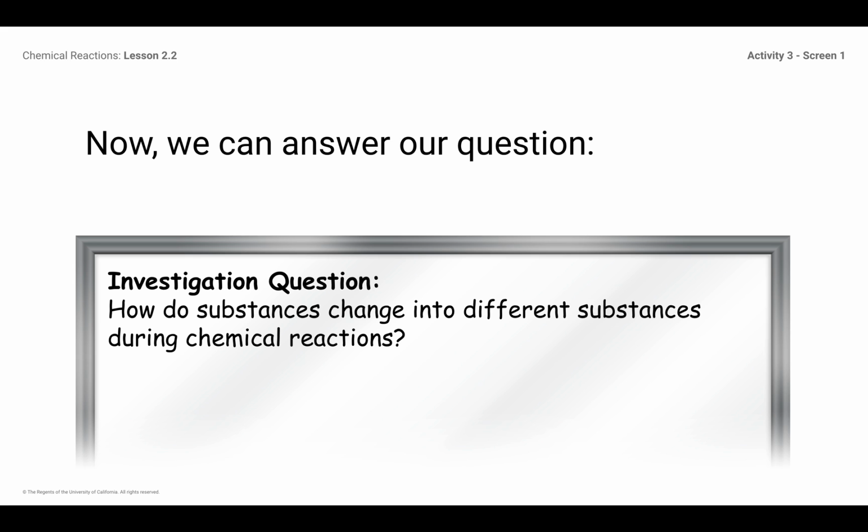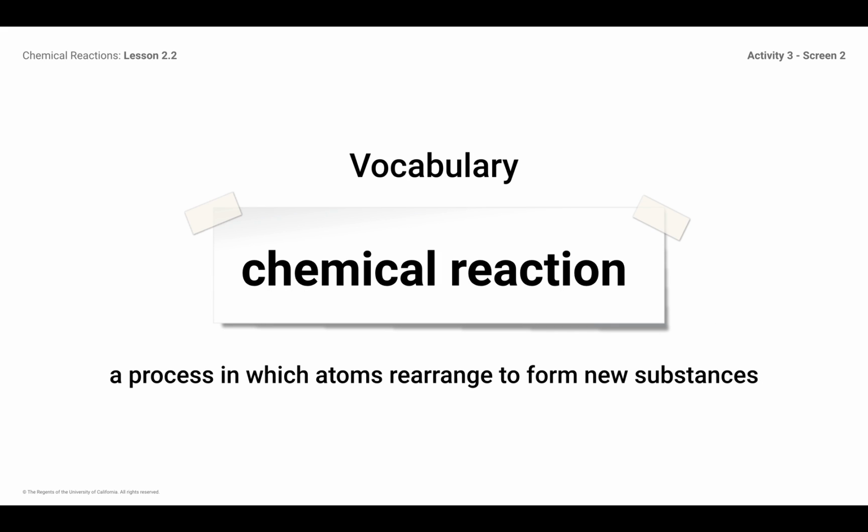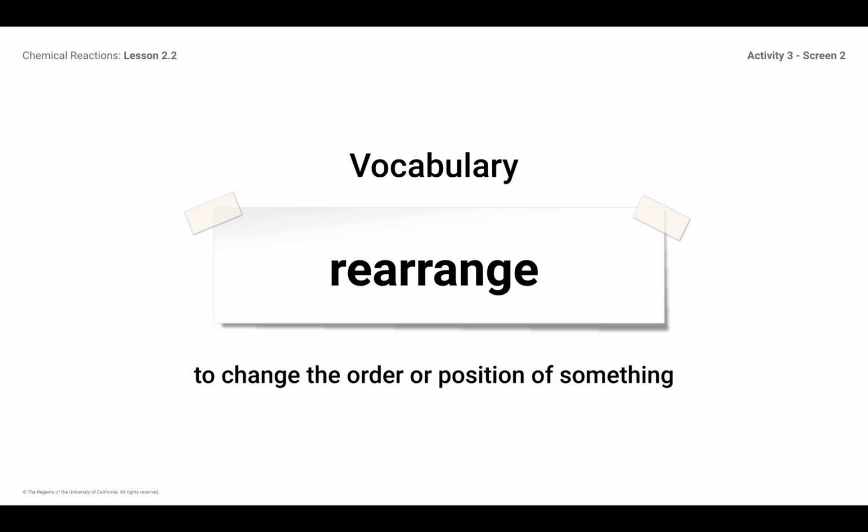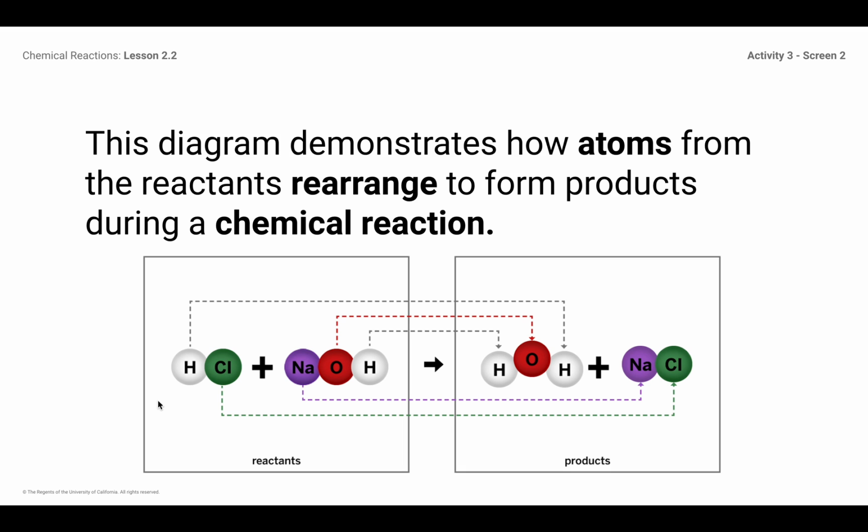Break apart and rearrange. Okay, vocabulary that we talked about today, chemical reaction. It's a process in which atoms rearrange to form a new substance. And then the vocab word rearrange, it means to change the order or position of something. But remember, we're also really stressing that no new atoms are coming in and no atoms leave at all. They're just rearranged. Okay, this is a good diagram to demonstrate how atoms from the reactants break apart and rearrange to form products during a chemical reaction. Notice these bolded words are your vocab words. So this is just an example of how you can use your vocabulary words in an explanation.